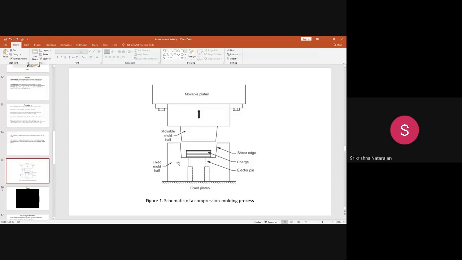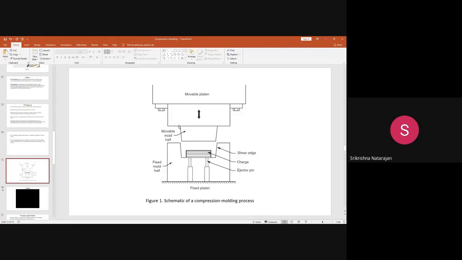Over this lower half of the mold, you can see there is a small gap. Here you keep this charge. What is this charge? I have already explained. This charge is the starting raw material, which contains both the fibers and the matrix. You introduce it here in the form of a BMC or an SMC. At the bottom, you can see there is a small ejector pin, which is used to eject the manufactured composite. This is the ejector pin, at both sides.